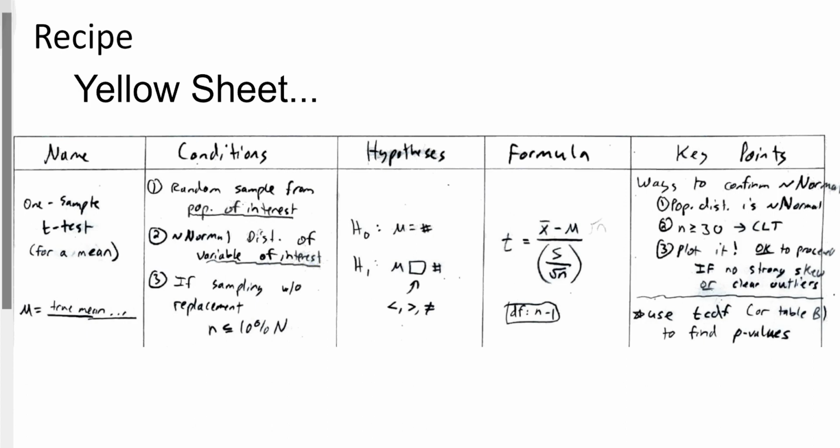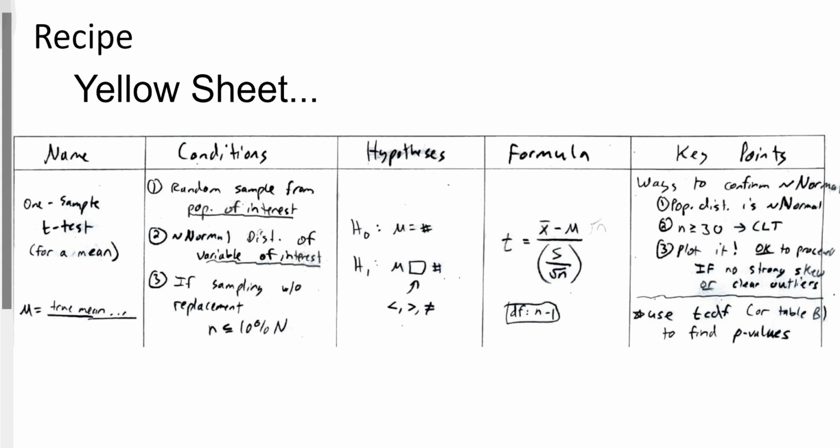This is kind of what we've been working with, dealing with the different tests. So we're going to add one sample t-test for a mean to this. Again, that's our name. Our parameter would be the true, mu equals the true mean blank. And then we're going to get into the hypotheses after that.